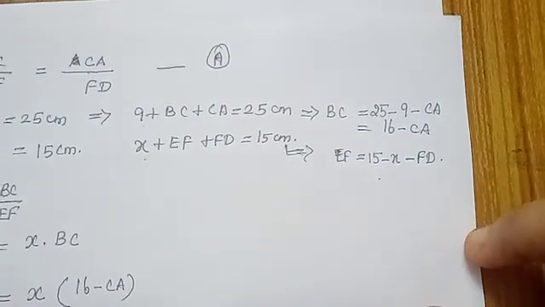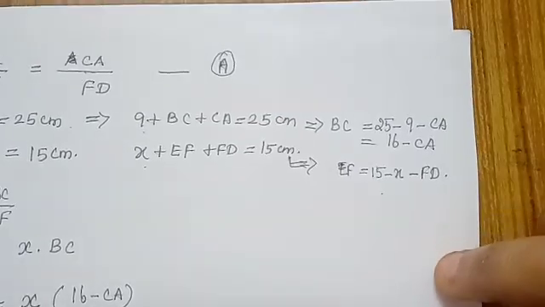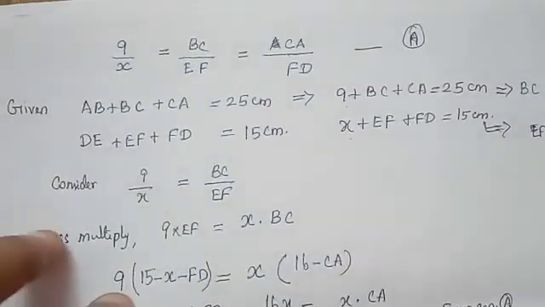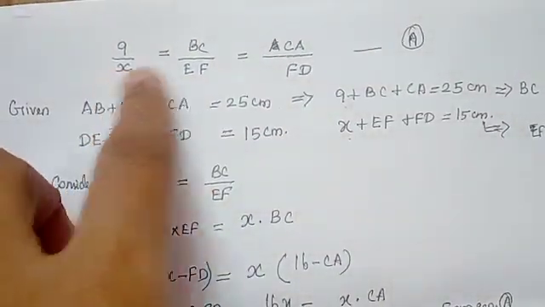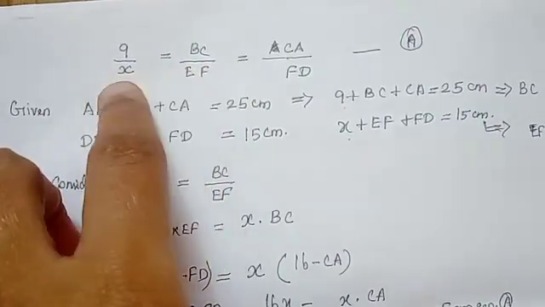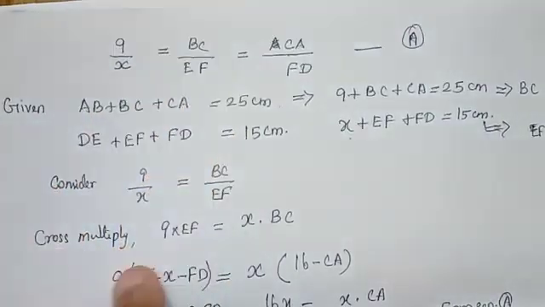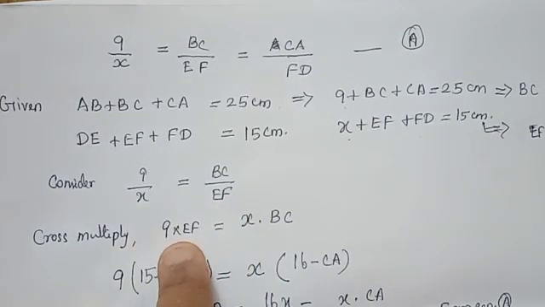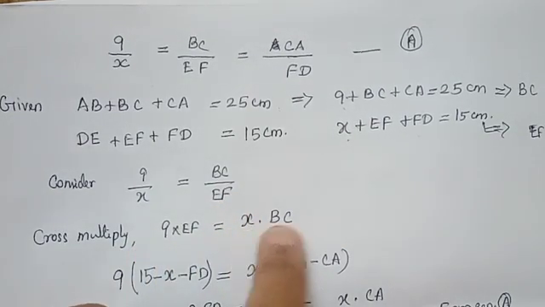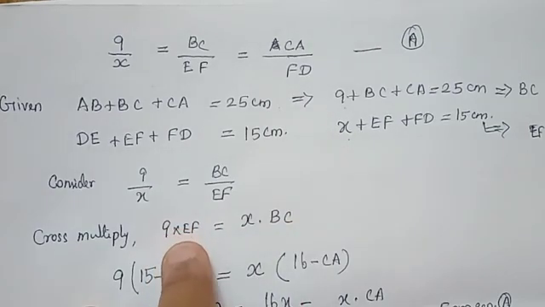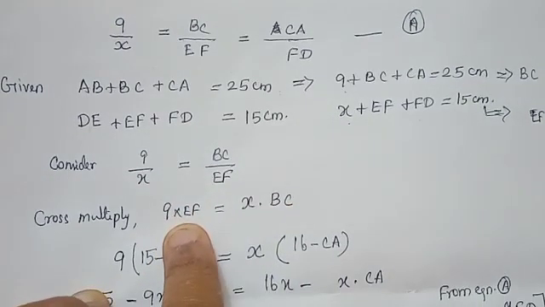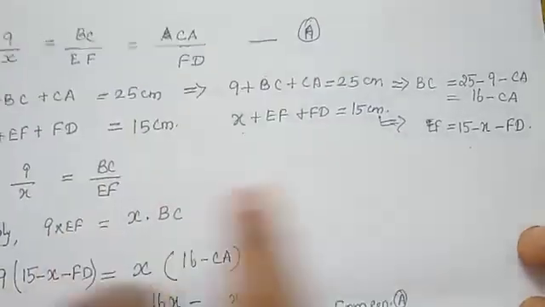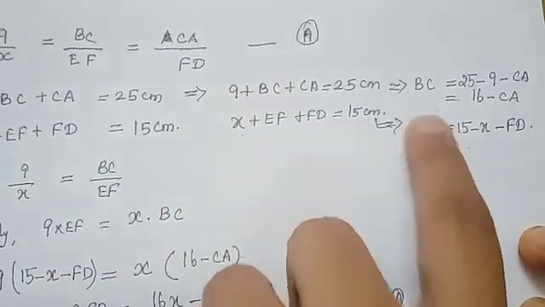Then in equation A, you consider only this part: 9 by X is equal to BC by EF. Then cross multiply, and you will get 9 EF is equal to X into BC. But EF we know from this equation, and BC we know as well.